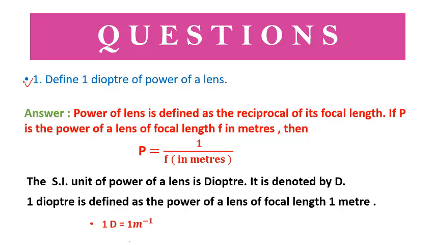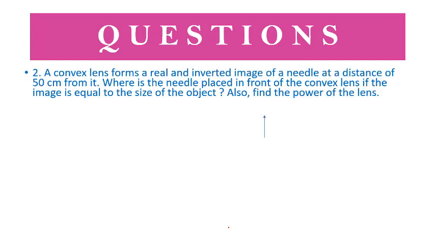Now you will ask, sir, it is only written that define one diopter of power of a lens. To define one diopter, if you write only this part, one diopter is defined as the power of a lens of focal length 1 meter. For 1 mark, it is okay. But if it is for 2 marks, you have to define the power of a lens also. You have to write the complete one for 2 marks, and if it is for 1 mark, you can write this part. Okay, no problem. Let us solve the next question.